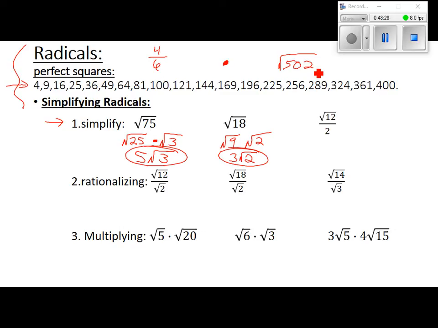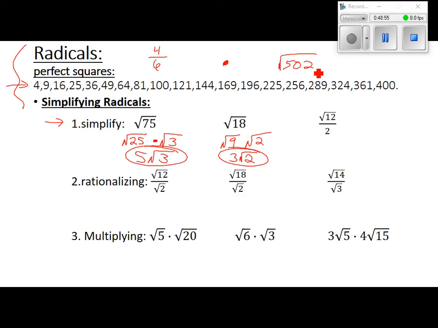36, no. 49. It didn't work. 64, same idea here with 4. If 4 won't go into it, is 64 going to go into it? No. 81, same idea as with 9. If 9 won't go into it, 81 won't go into it. 100, no. 121, no. 144.